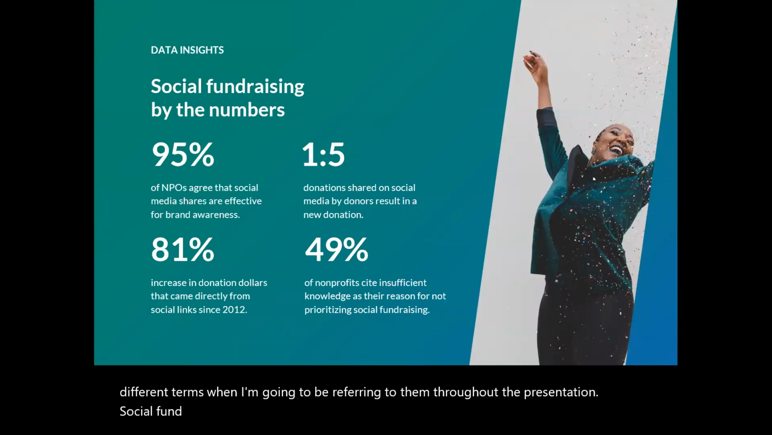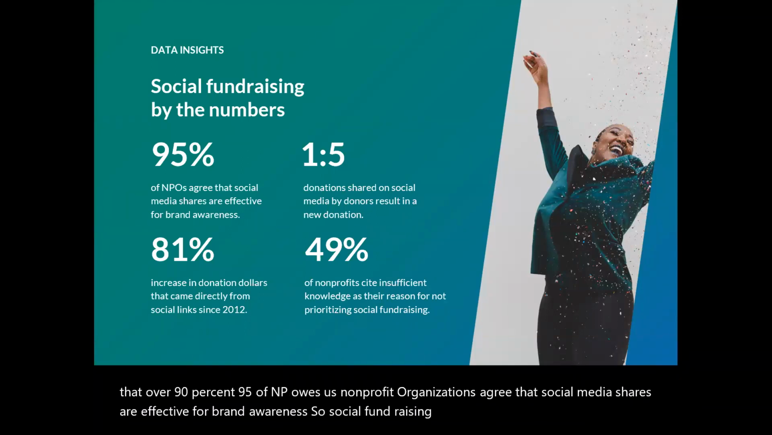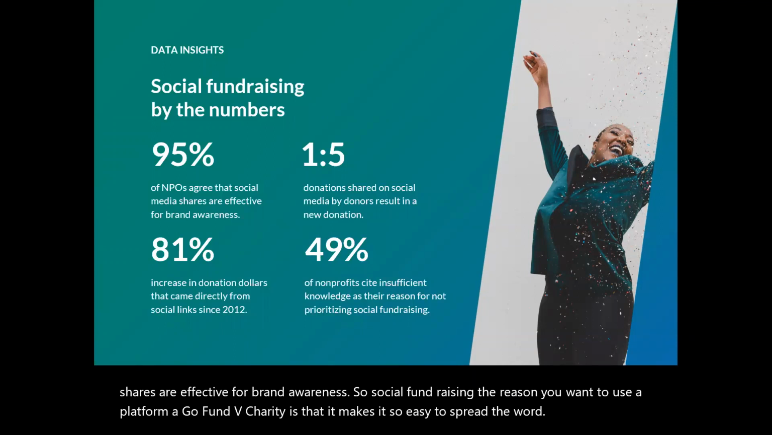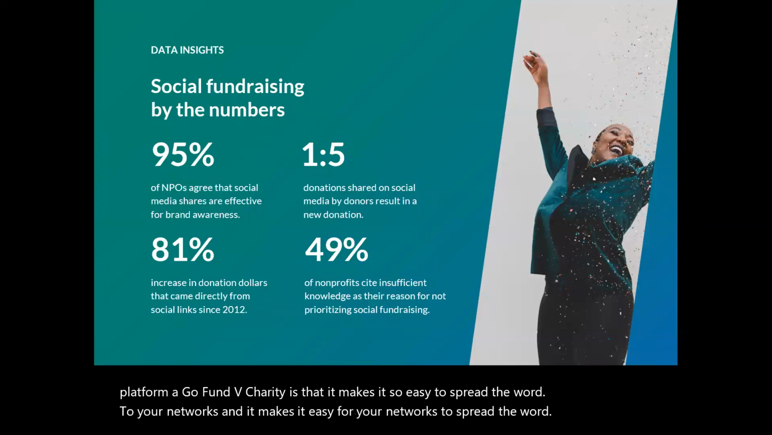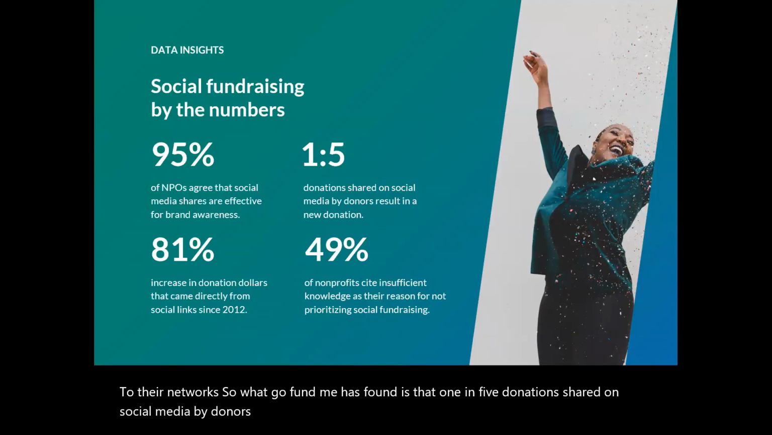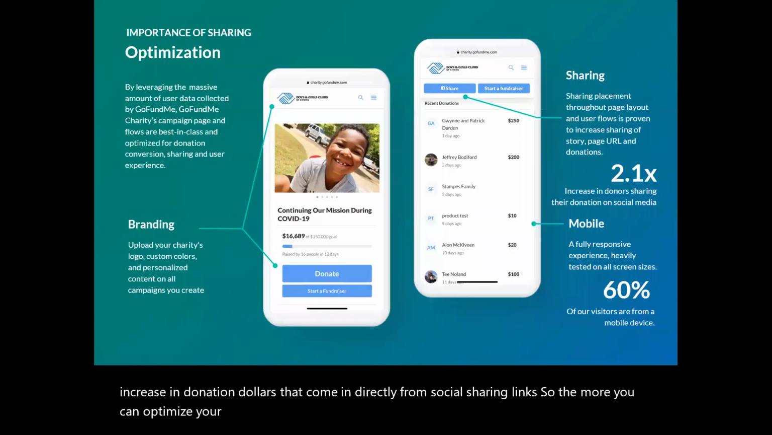Social fundraising works, and these are statistics gathered by GoFundMe Charity. We know that over 90%, 95% of NPOs, that's nonprofit organizations, agree that social media shares are effective for brand awareness. The reason you want to use a platform like GoFundMe Charity is that it makes it so easy to spread the word to your networks, and it makes it easy for your networks to spread the word to their networks. GoFundMe has found that 1 in 5 donations shared on social media by donors result in a new donation. And since 2012, they've seen over an 80% increase in donation dollars that come in directly from social sharing links. So the more you can optimize your campaign for social sharing, the more donations you're going to get.